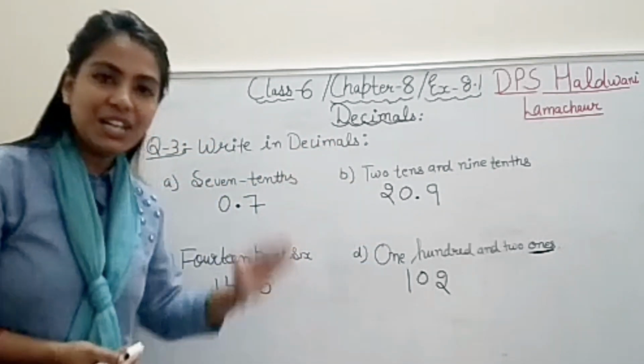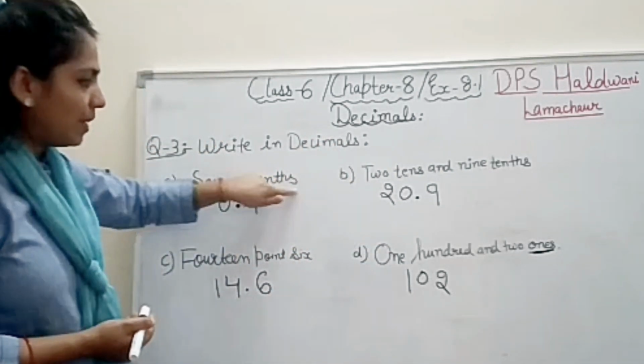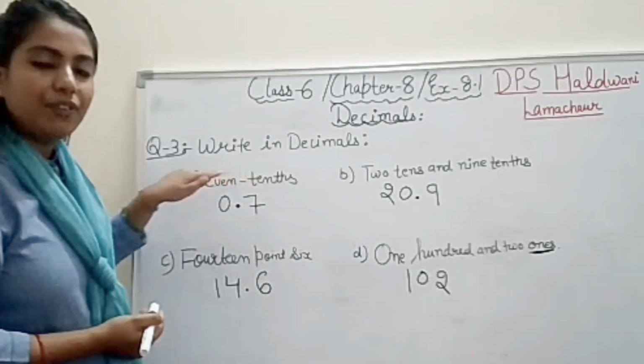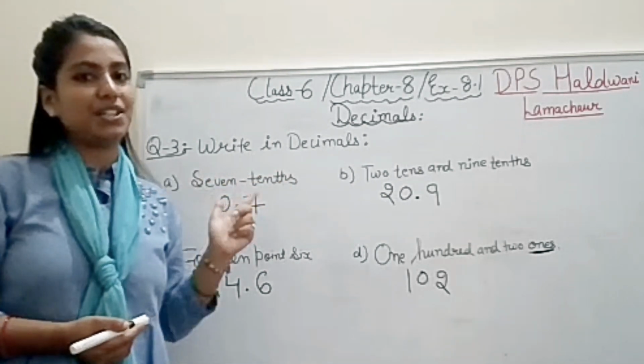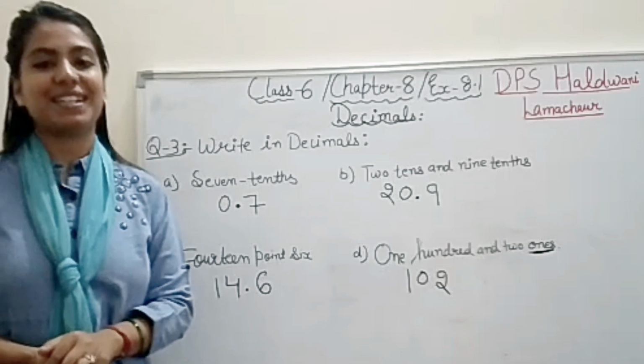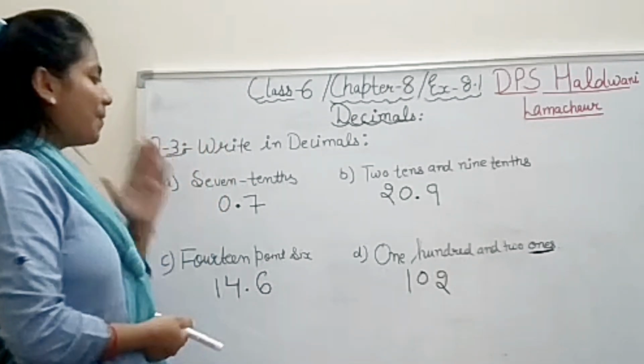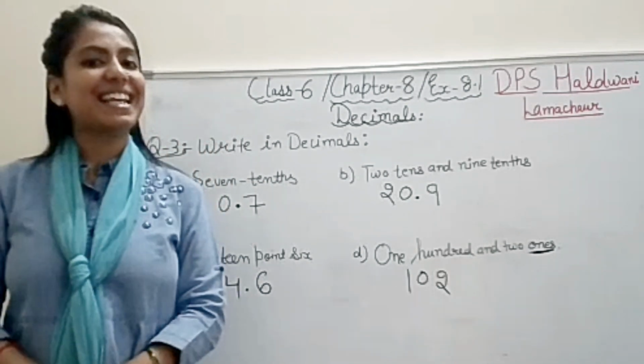Very simple, student. You have to know the place value. Whatever place value is given for the number, only at that place you will write down the given number. That's it. So this is all about question number 3. Now coming to our next question.